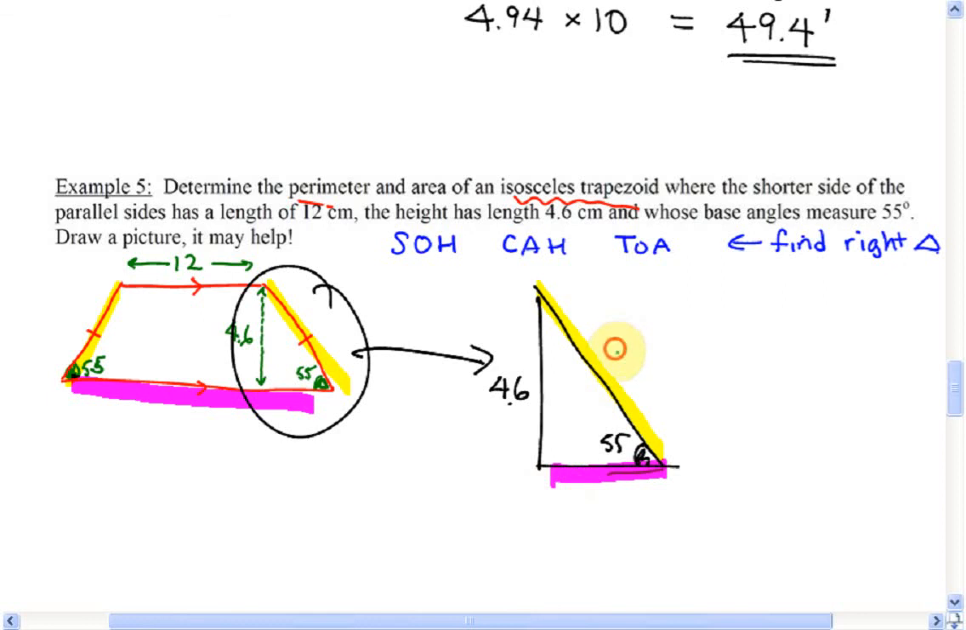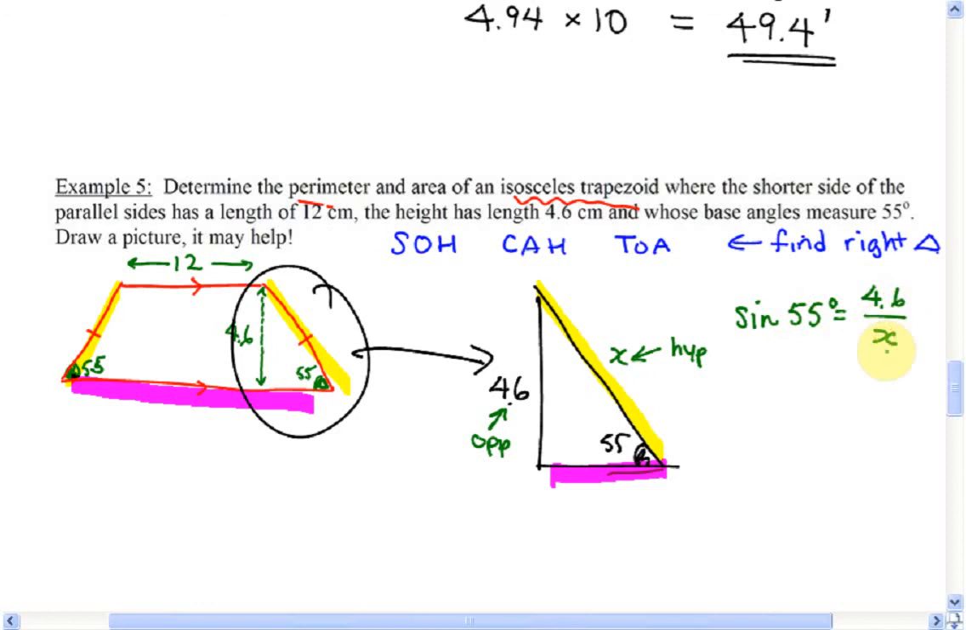Let's call that x. And I heard someone say, well, Mr. Lee, I've got 55 degrees. I've got the 4.6, which represents the opposite side. The x, which is the longest side. So which ratio should I use? Sin. Good. Sin of 55 degrees equals opposite 4.6 over hypotenuse.